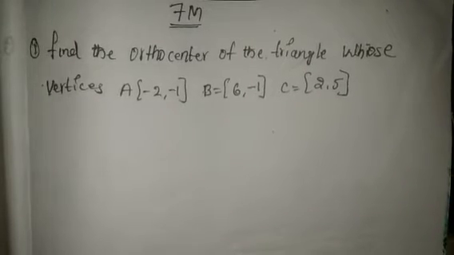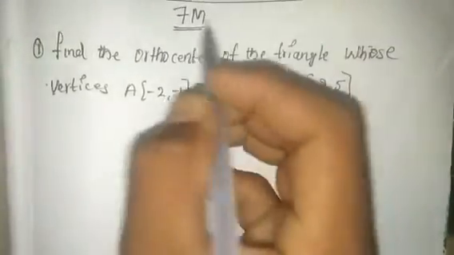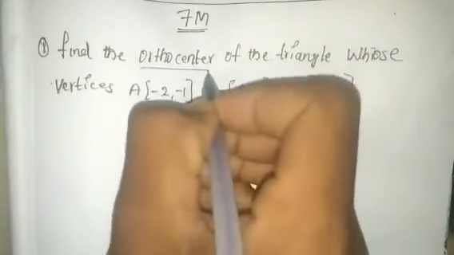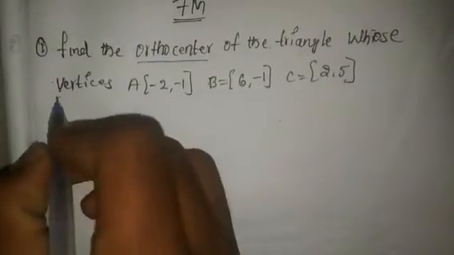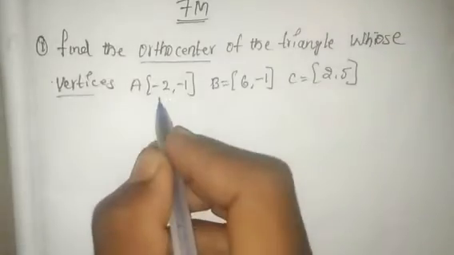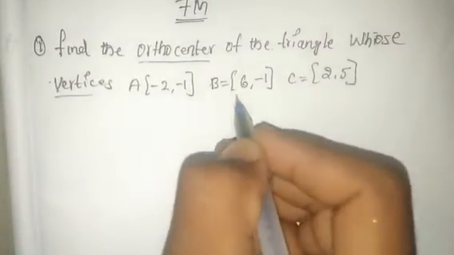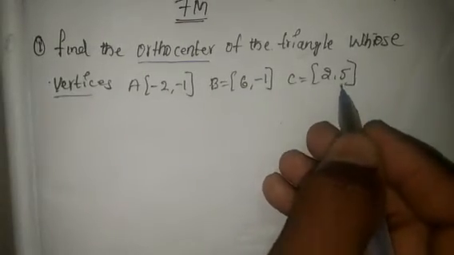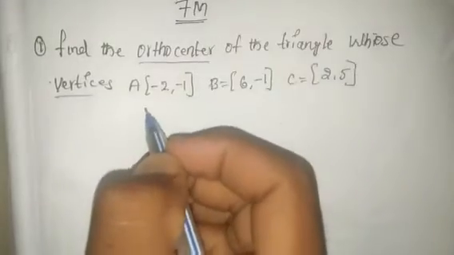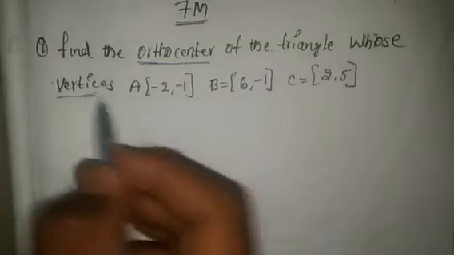Hello friends, today we are going to learn about an important 7-mark intermediate question, that is the orthocenter. I have taken the vertices A equals (-2, -1), B equals (6, -1), and C equals (2, 5). Now we have to solve for the orthocenter with these vertices step by step.